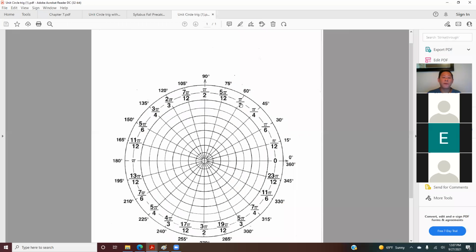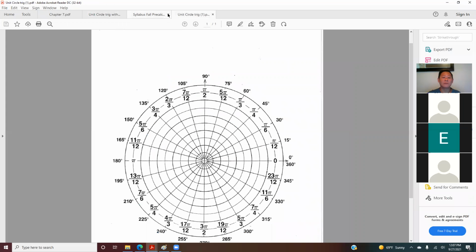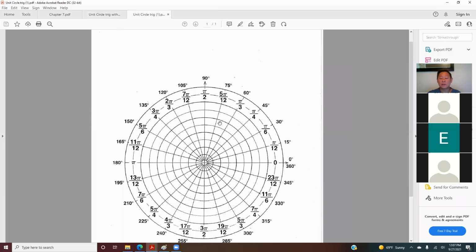And don't forget, I will provide you this unit circle. So make sure you know how to figure out the coordinates and then figure out which one is sine and which is cosine. This is something that is not in there, so you have to do it on your own here. You guys all right?